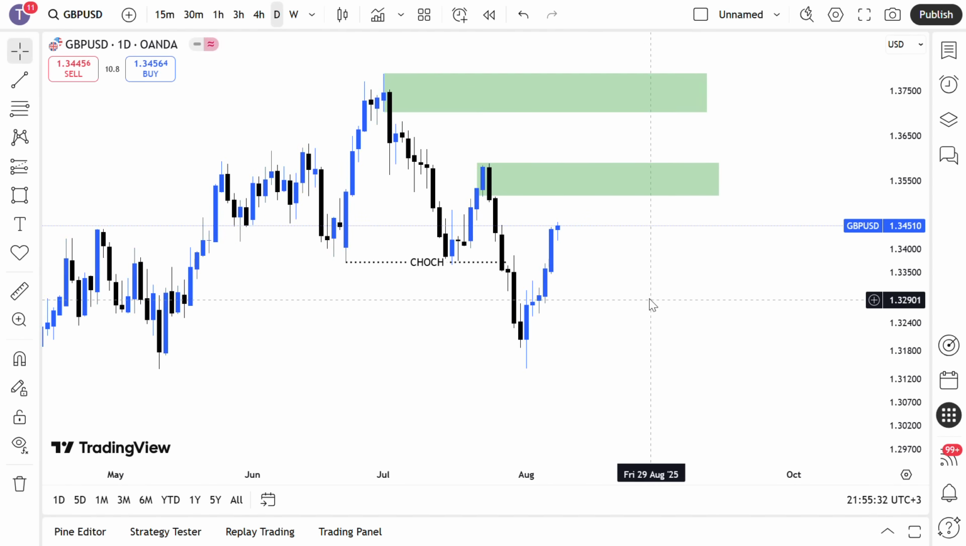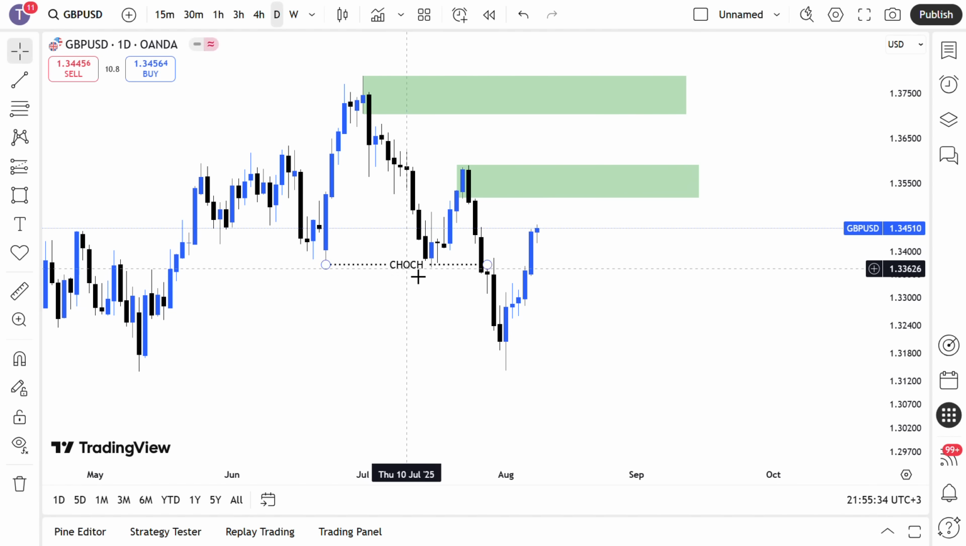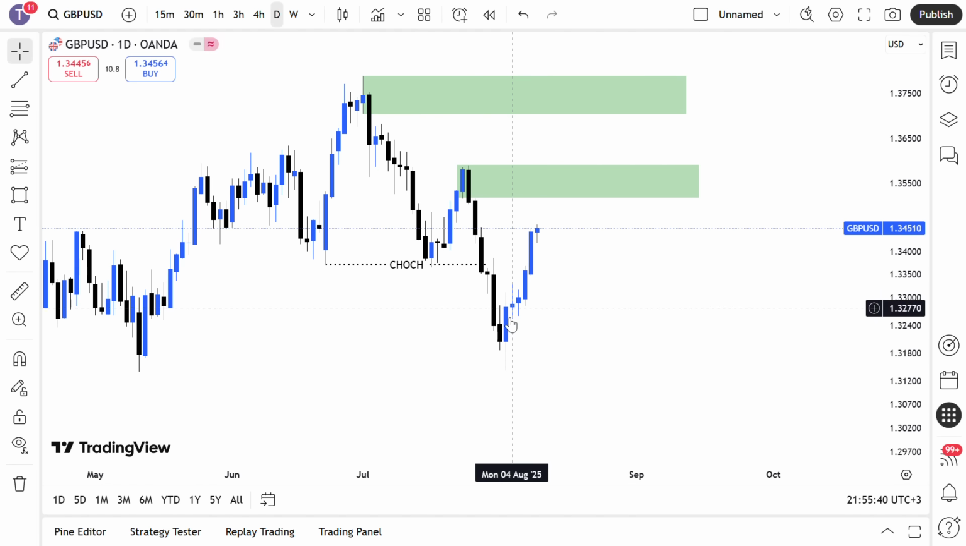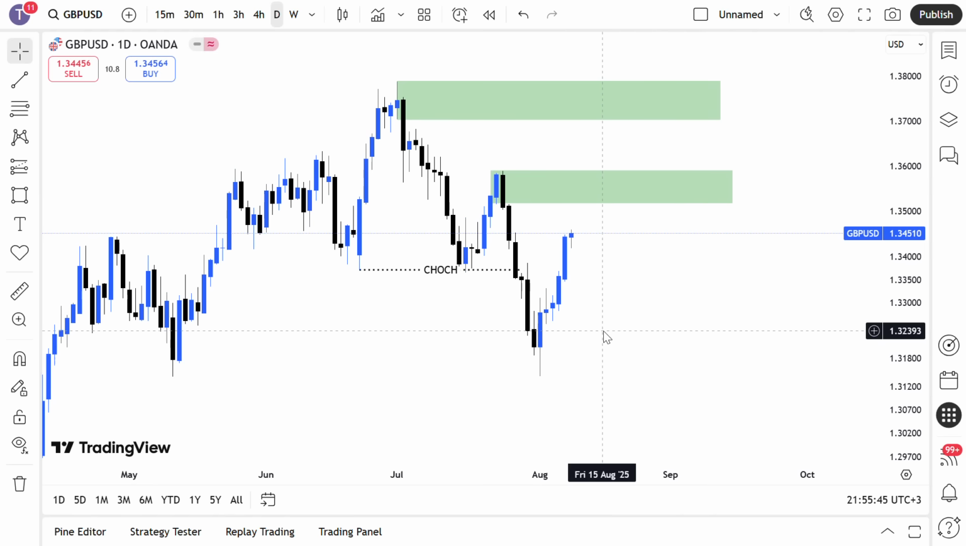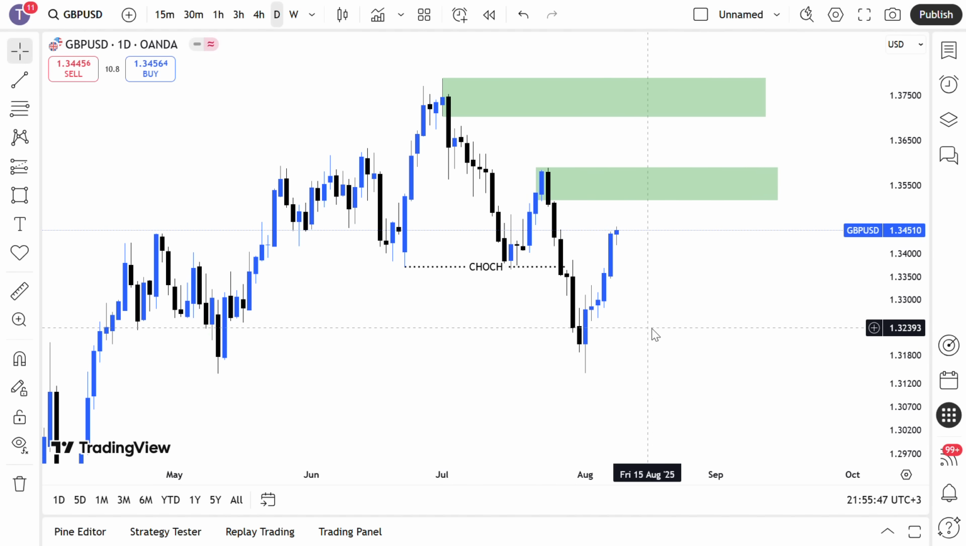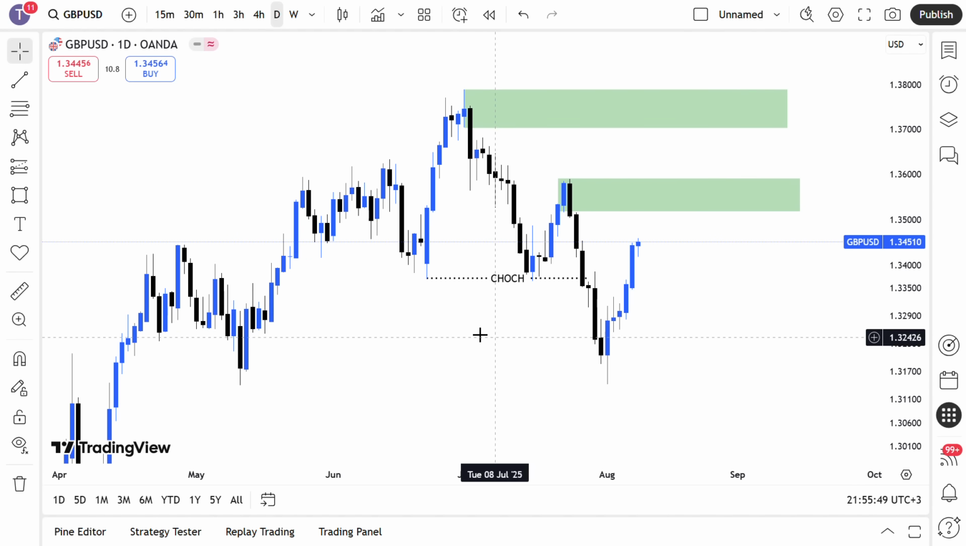So as we have our change of character here, we were supposed to be looking for buys from this current movement to the upside, and that's exactly what I am expecting you guys to be doing.